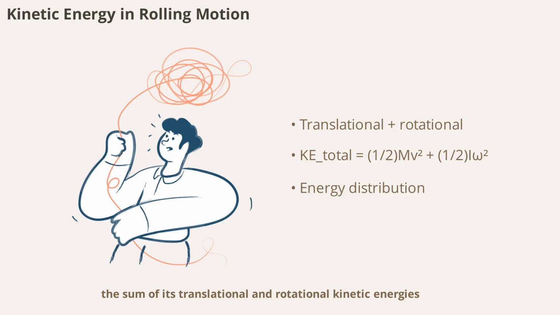The total kinetic energy of a rolling object is the sum of its translational and rotational kinetic energies. For a body of mass m, radius r, and velocity v, the total kinetic energy is K_total equals 1/2 mv² plus 1/2 Iω². This formula helps us understand how energy is distributed in rolling objects and is crucial for analyzing motion in vehicles and machinery.